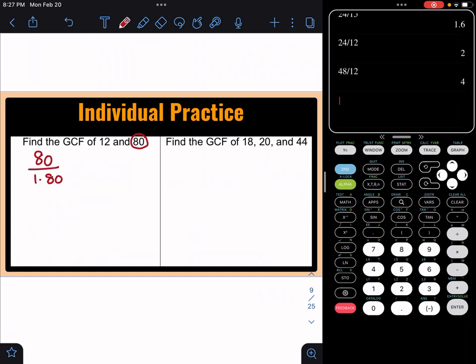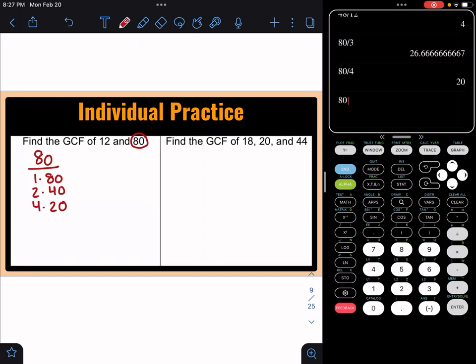1 and 80, 2 and 40, 80 divided by 3, no good. 80 divided by 4, yep, 4 and 20. 80 divided by 5, 5 and 16. 80 divided by 6, no good. 80 divided by 8, 8 and 10. 9 is not going to work. All right, that's it. Now let's look at all the numbers under 12.